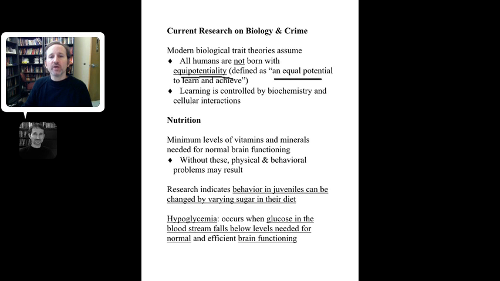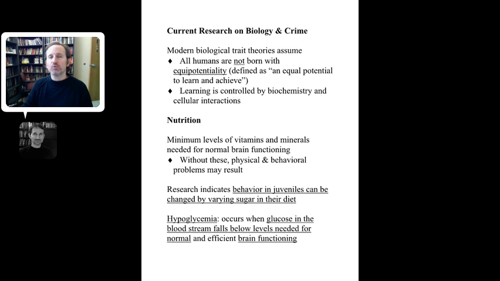So we don't all have an equal potential to learn and achieve. And that is an assumption of these biological theories, that biologically we're all different. That's an important assumption because it relates to the root of learning. Learning is controlled by things like biochemistry and cellular interactions. And so biology is really the root for people's potential to learn and to achieve. This is important to think about because we're not all born with the same stuff.